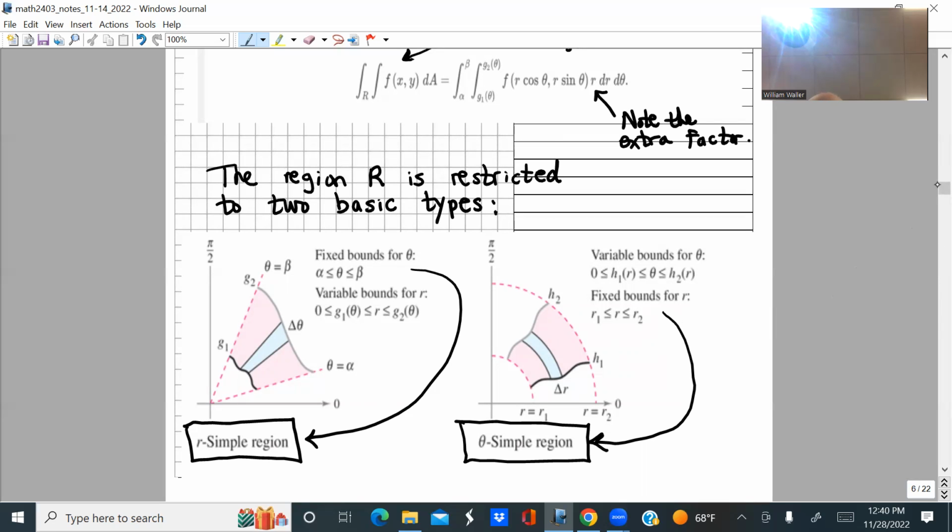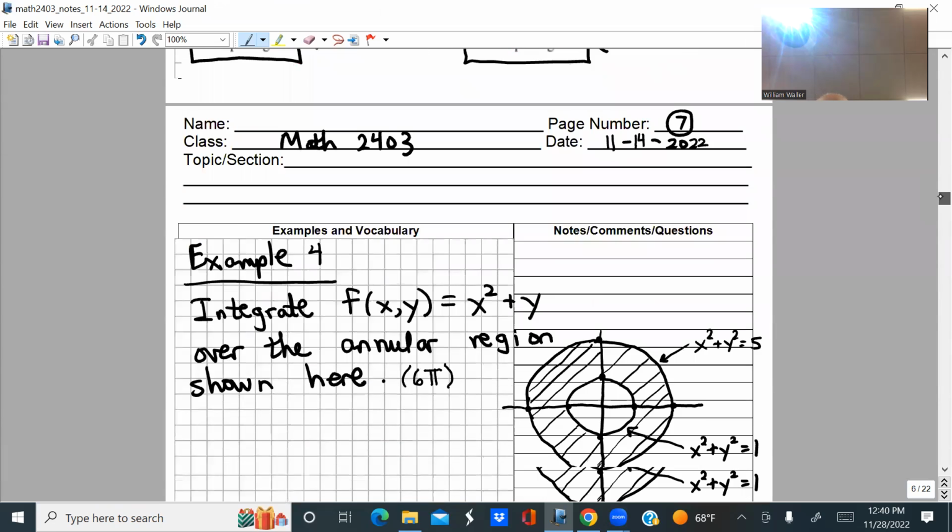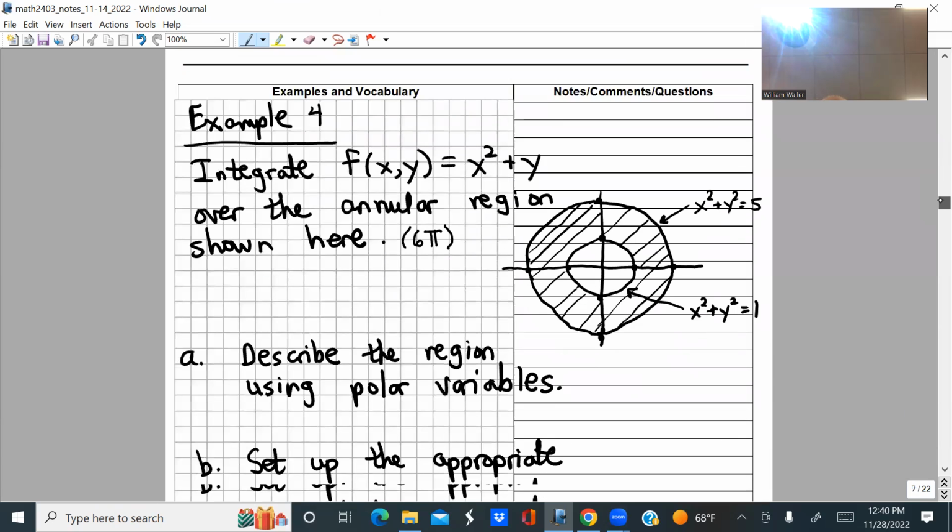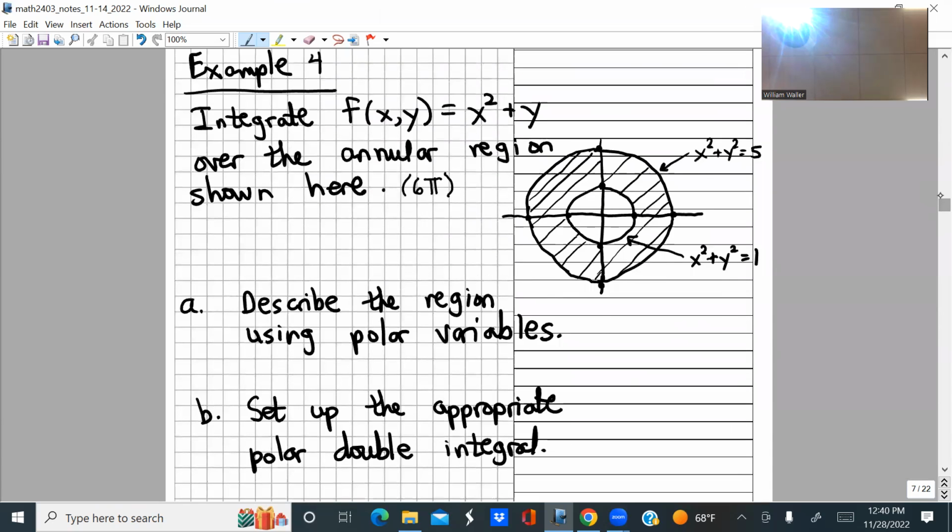So let's find an example and see if we can set this up. Here's what we want to do. We want to find the volume beneath this surface x squared plus y squared, but above this region. No, I'm sorry, it's just x squared plus y, not x squared plus y squared. So beneath this surface, x squared plus y, but above this region.